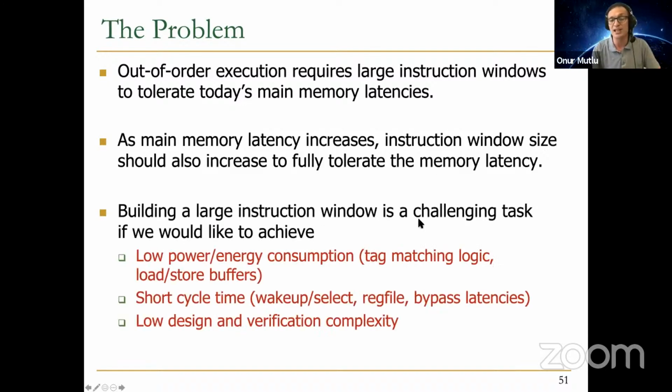Now, the problem is building a large instruction window is a worthy goal, and people are trying it. That's great. And people actually made a lot of advances in it, but it's still a challenging task, especially if you would like to achieve low power and energy consumption, short cycle time, and low design and verification complexity at the same time. As you increase the size of your window, all of the structures in your out-of-order execution engine should increase, like tag matching logic, load store buffers. We discussed that, how complex it is. And then wake up and select logic, register files, bypasses. And it becomes much more difficult to maintain low energy consumption, power consumption, short cycle time, and low design and verification complexity.